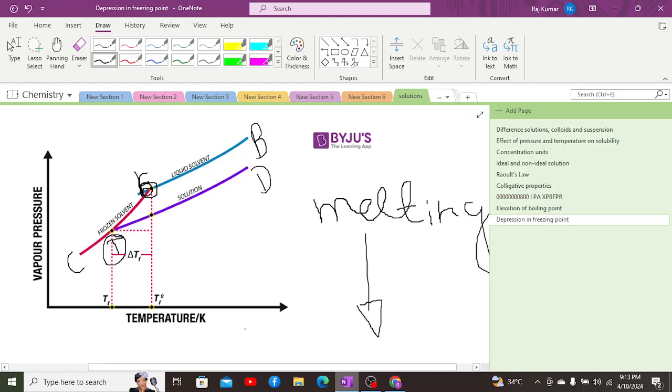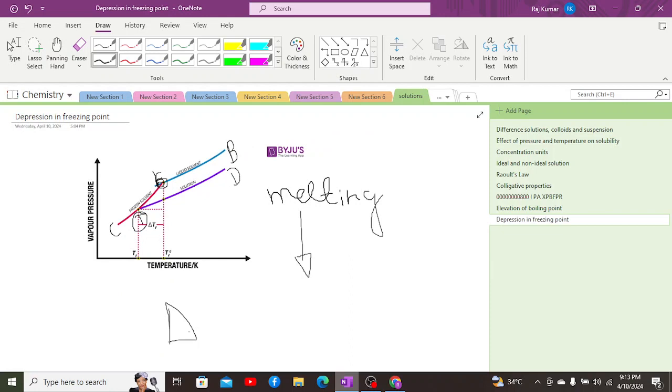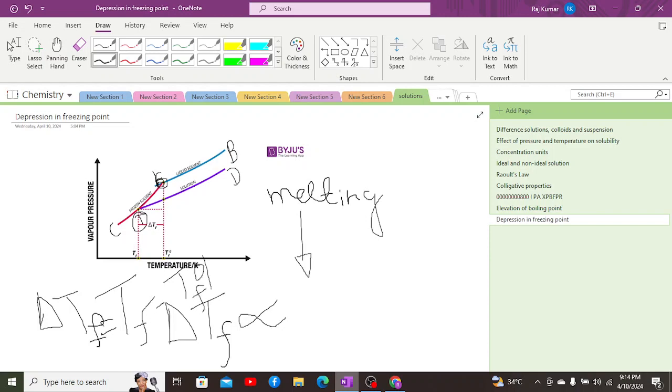Now, if we come to mathematically derive it, we can say that here delta TF, depression in freezing point, is directly proportional. First, we need to understand its terminology, that here we can simply write it as delta TF is equal to TF minus TF naught, right? This is what we consider as depression in freezing point, which is the difference between the freezing point of the solvent and the solution.